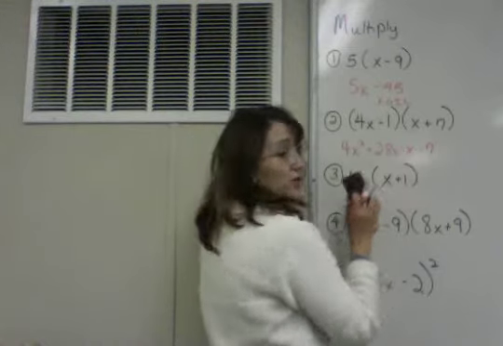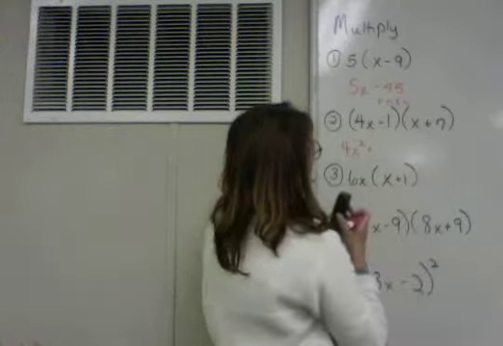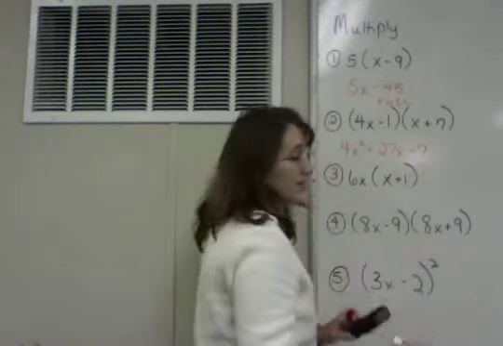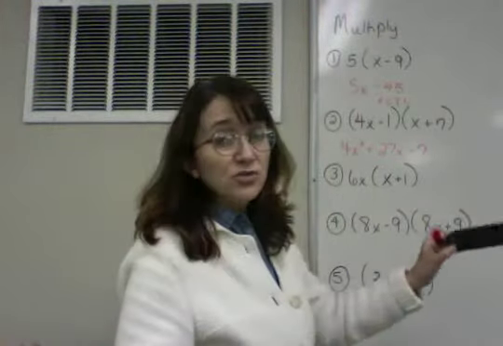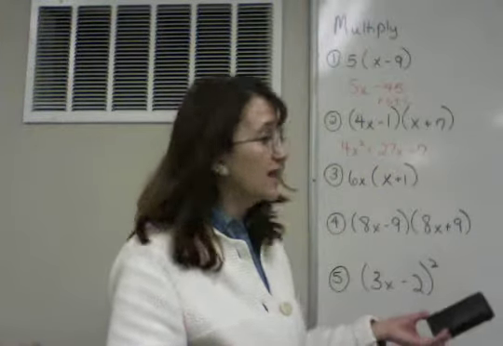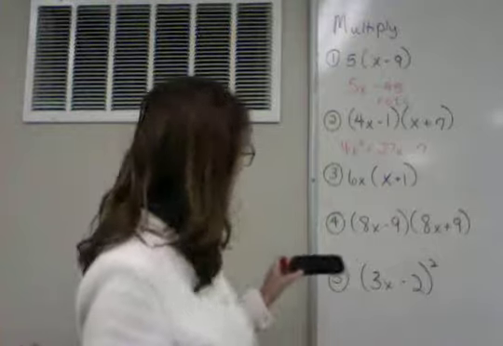Then these two things here are like terms, so I'm going to put them together. So that's going to become 27x minus 7. That is a trinomial, and you get trinomials when you use FOIL. You should end up with a trinomial most of the time, but remember we have some special patterns.